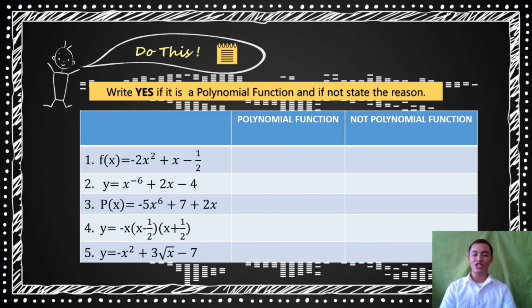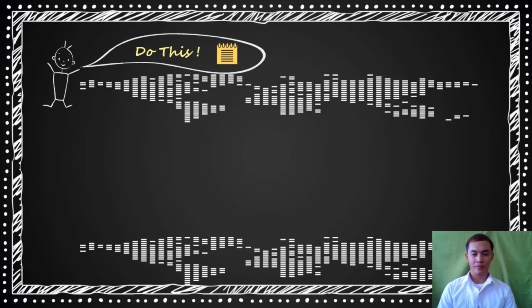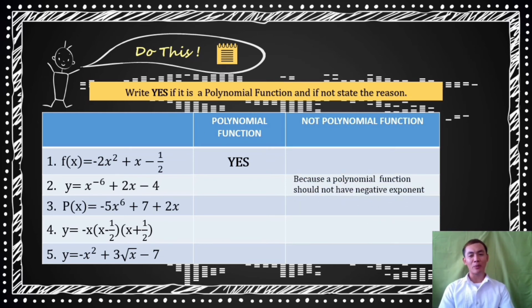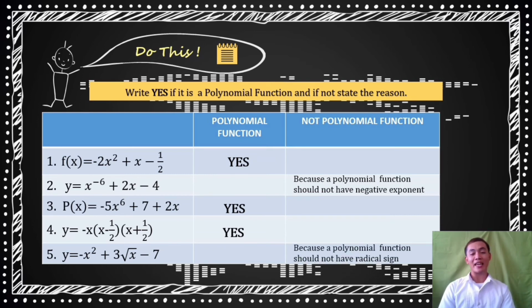Okay, let's check if your answer is correct. Number 1, it is a polynomial function. Number 2, not a polynomial function, my dear student. Why? Because a polynomial function should not have a negative exponent. That is correct. And number 3, yes, it is a polynomial function. And number 4, also a polynomial function. And number 5, not a polynomial function. Why? Because a polynomial function shouldn't have a radical sign. That is correct.